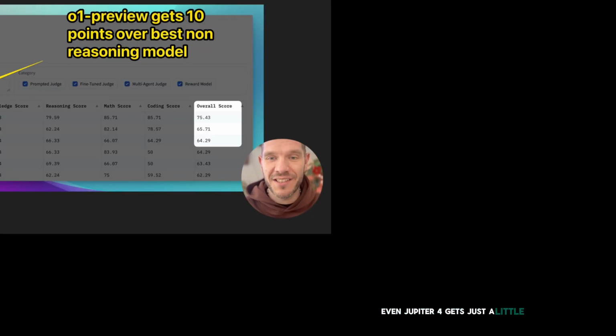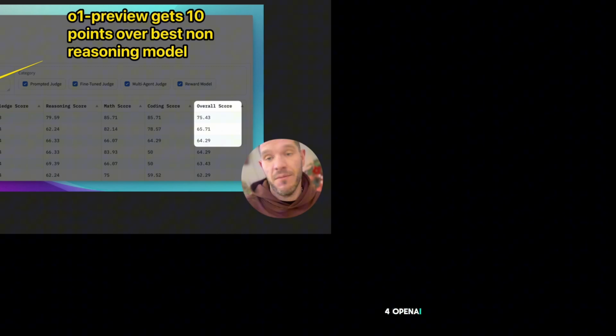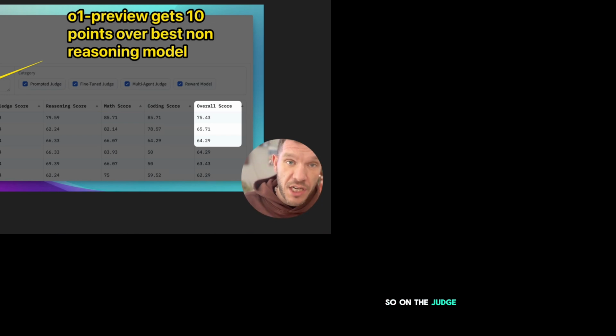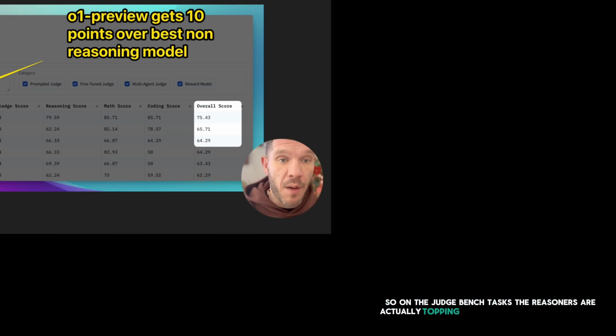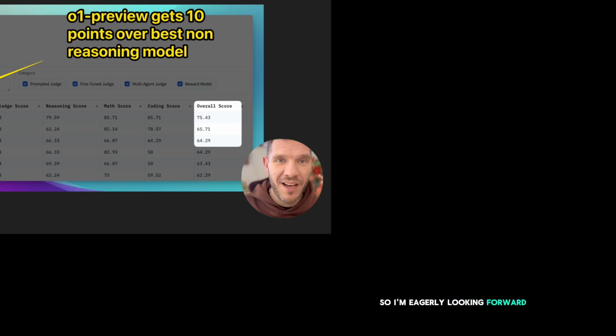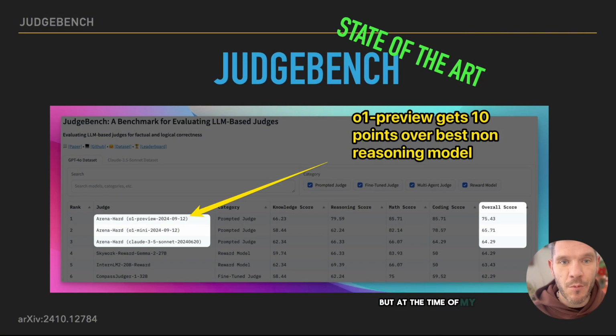Even GPT-4 gets just a little above random 50-50 chance on this benchmark, though it is not complete yet for R1 from DeepSeek or O3 from OpenAI, because they didn't release an API. Even O1 preview here shows a significant improvement over the best non-reasoning competitor, Claude Sonnet 3.5. So on the JudgeBench tasks, the reasoners are actually topping the chart. Since then, Claude 3.7 was released with thinking, so I'm eagerly looking forward to JudgeBench retrying some of these newer models. But at the time of my research, reasoners already were topping the charts by a significant margin as well.